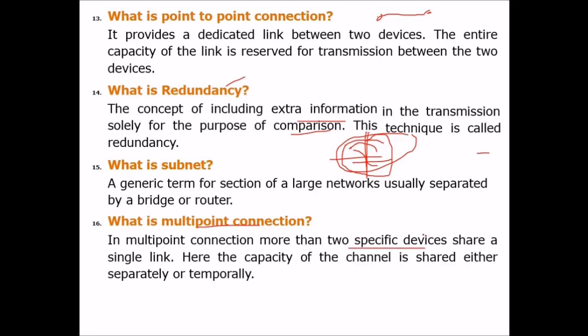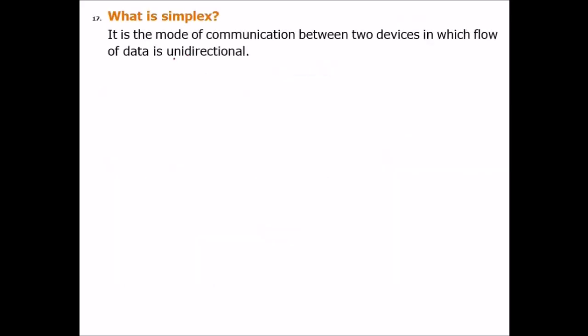Here, the capacity of the channel is shared either separately or temporarily. And in point-to-point it was not there; it was just a single one. So, what is simplex? It is the mode of communication between two devices. There are two devices, and simplex means data can flow only in one direction. This is simplex.